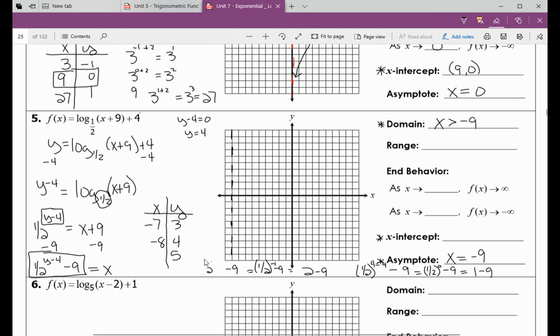So last number I'm going to plug in is 5. So I have 1/2 to the 5 minus 4 power minus 9. That equals 1/2 to the first power minus 9, and that gives me -8.5.